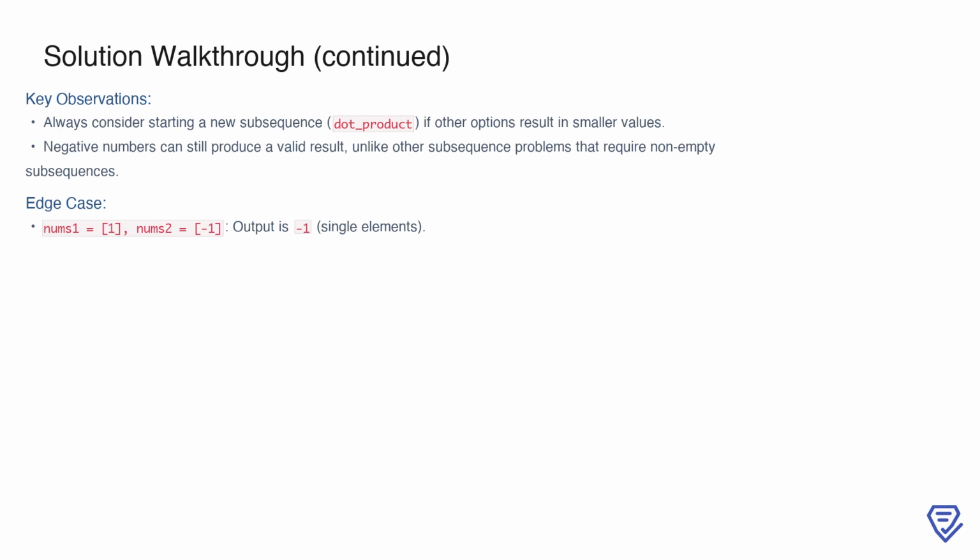Even negative numbers can provide a valid solution, as shown in the second example. For instance, if nums1 equals [1] and nums2 equals [-1], the dot product is simply 1 * -1 equals -1, which is the correct output. By carefully handling these edge cases and leveraging the dynamic programming approach, we can solve the problem systematically and efficiently.